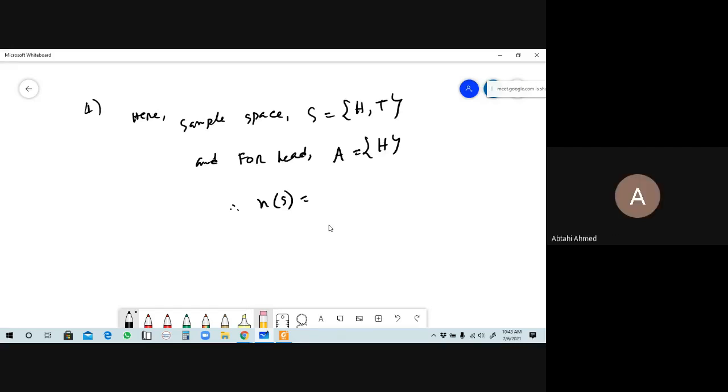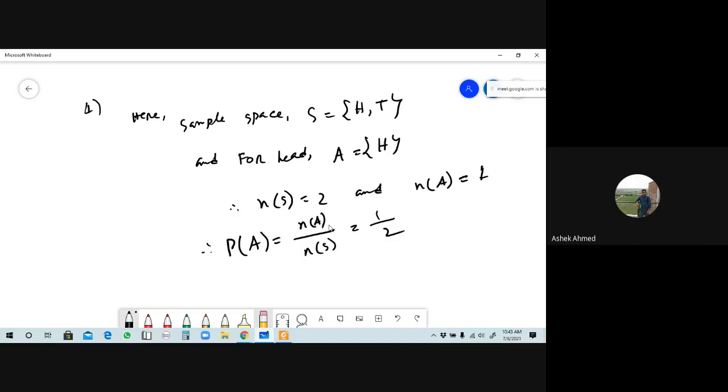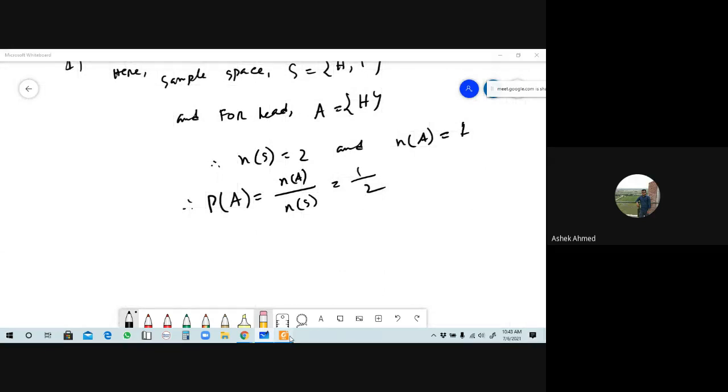Sir, 2. And N of A here, sir, is only 1. So from here we can say that the probability of A will be the number of A divided by the number of S. So the result will be 1 by 2. Understand? Yes, sir. This is the technique for finding this.